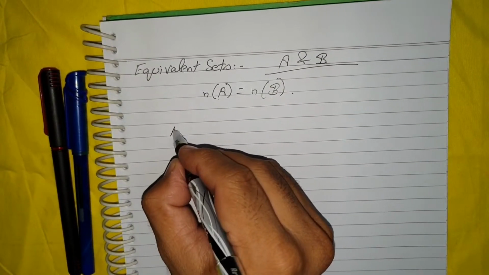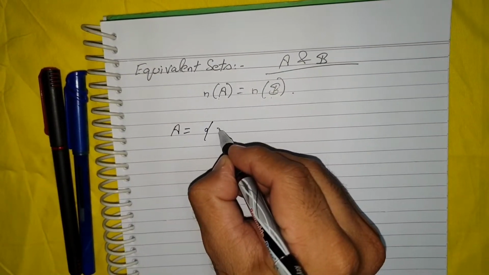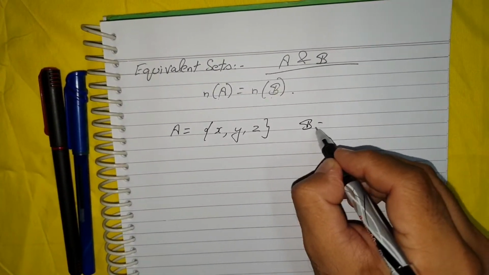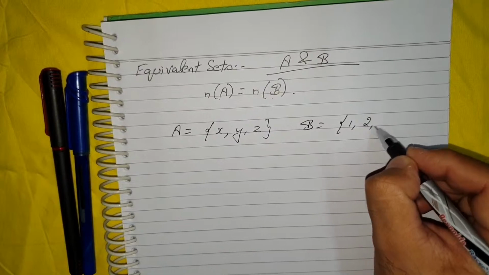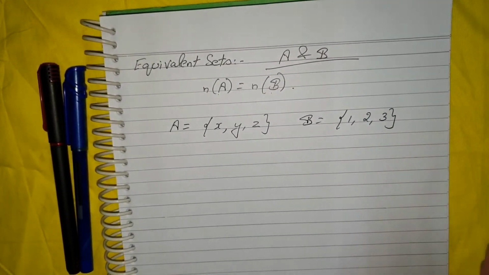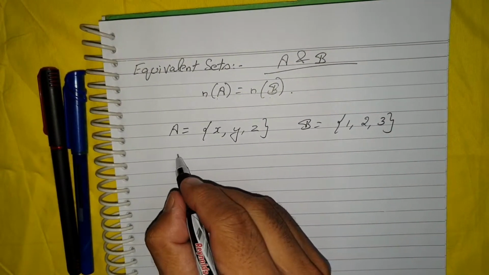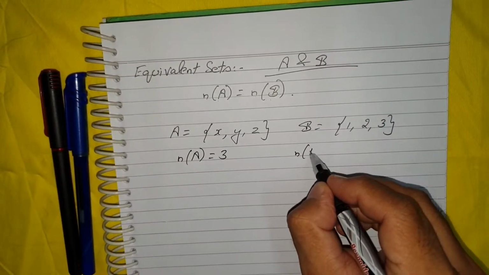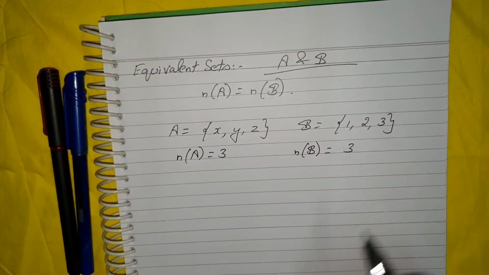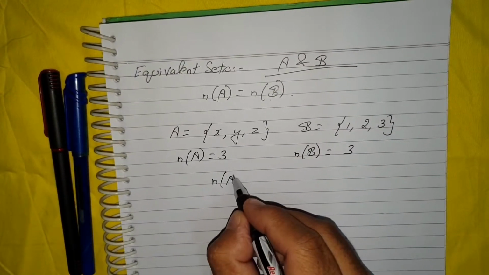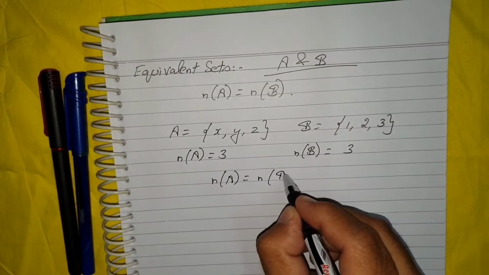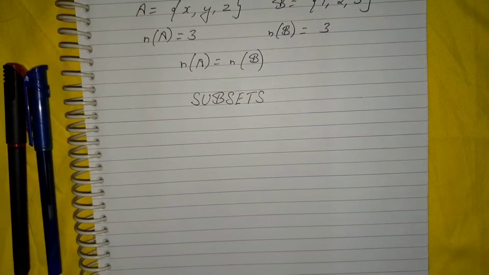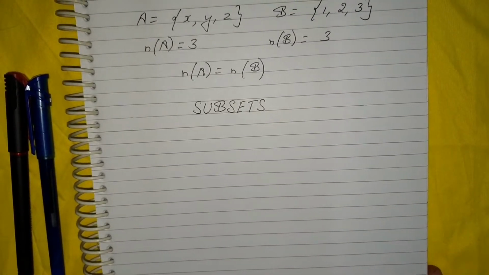We can take an example. Suppose we take A as {x, y, z} and B as {1, 2, 3}. Now you can see, what is n(A)? n(A) is 3. n(B) is 3. So n(A) equals n(B). So these are equivalent sets.